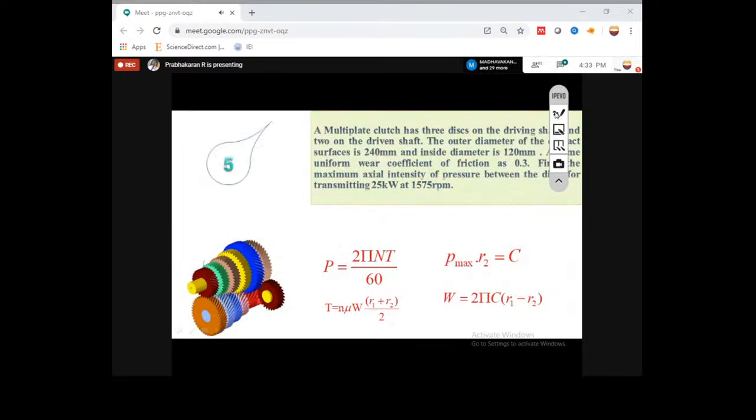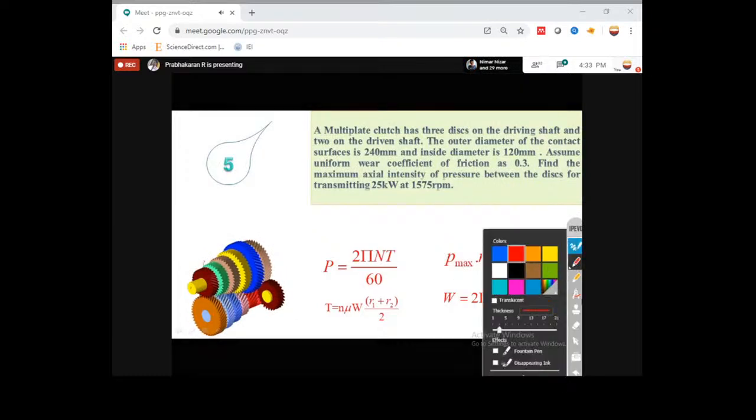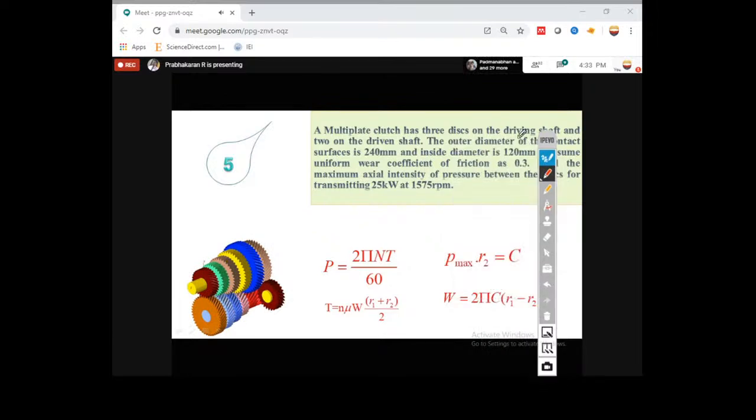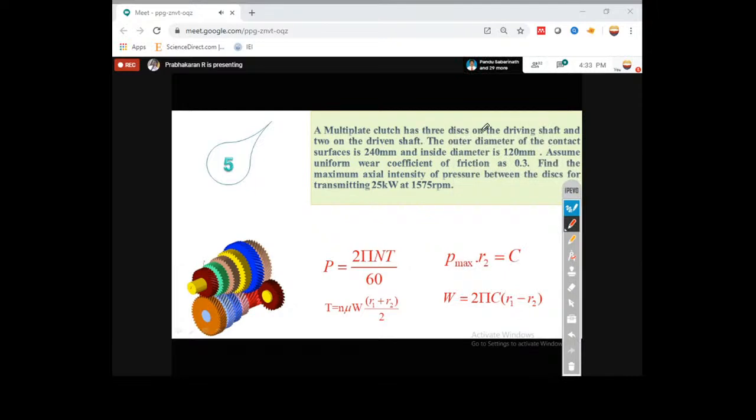So one more thing. I will give a little bit of an idea, so definitely you will be able to solve the problem. Here, three discs on the driving shaft, 2 on the driven shaft. So 3 plus 2 equals 5, and so on, this is your total number of plates. If you want to find the number of pairs of contact surfaces, definitely it is n minus 1. This is your total number of pairs of contact surfaces.